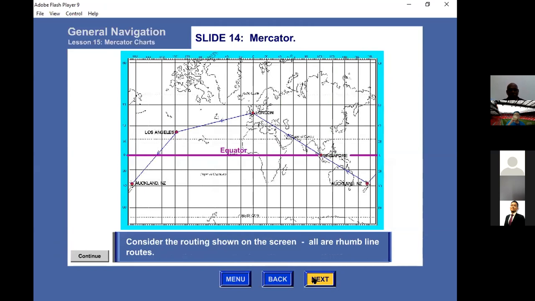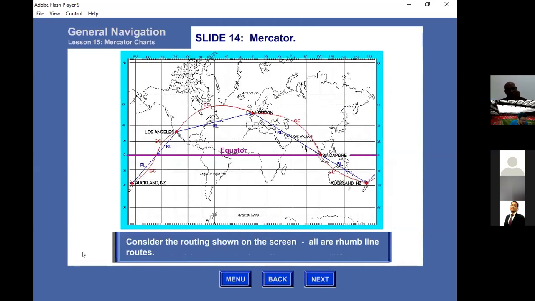All right. Let's see this routing. Auckland by Singapore to London, Los Angeles and back to Auckland. Now these are the rhumb line tracks. Okay. What will the equivalent great circle track look like? Let's see. There it is. And the great circle track, if you'll notice, follows the same rules. Convex to the nearest pole, so also convex to the nearest pole.